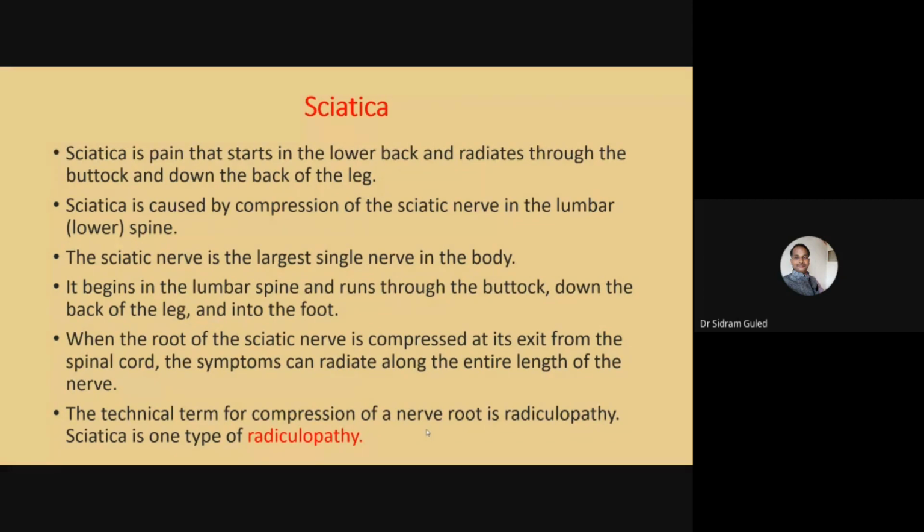We all know it. It is caused by the compression of the sciatic nerve in the lumbar spine, or lower spine. The sciatic nerve is the largest single nerve in the body. It begins in the lumbar spine and runs through the buttock, down the back of the leg, and into the foot. So it is compressed at its exit from the spinal cord. The symptoms can radiate along the entire length of the nerve, and it is a type of radiculopathy.